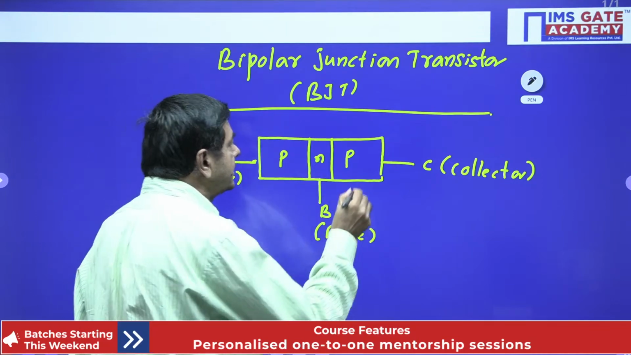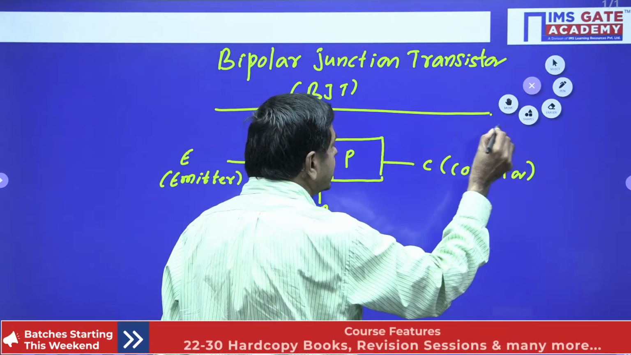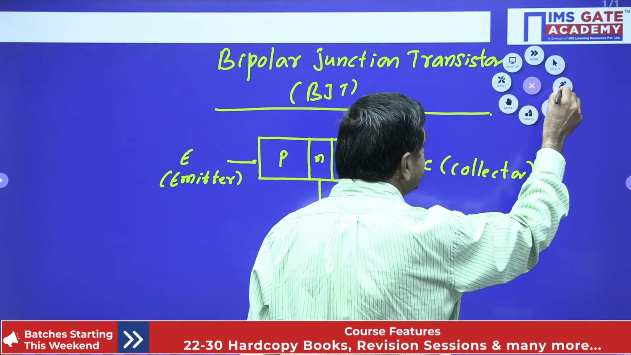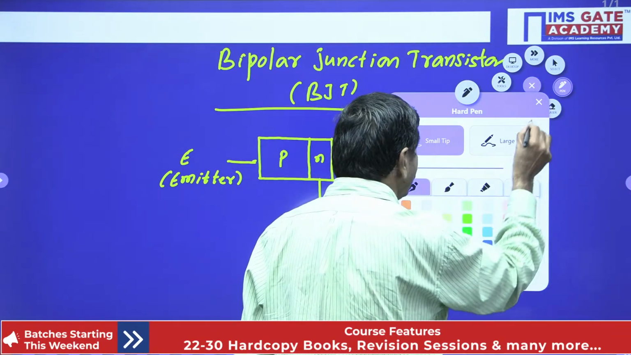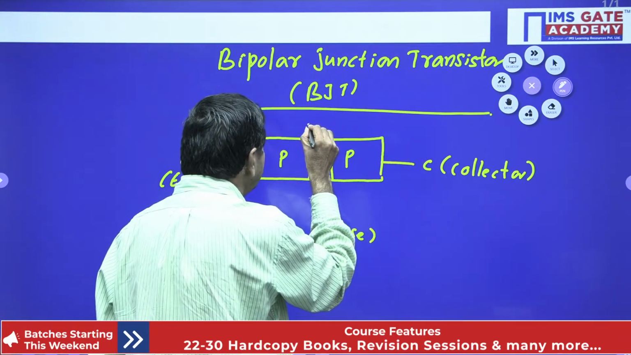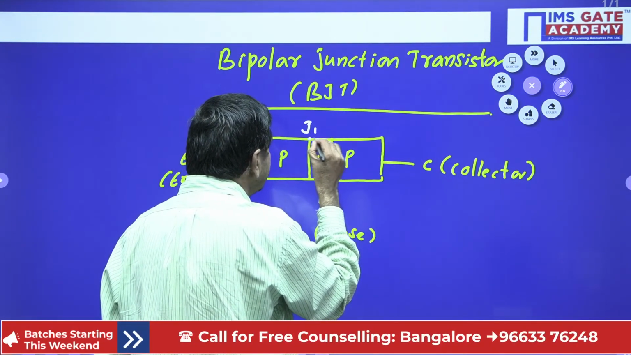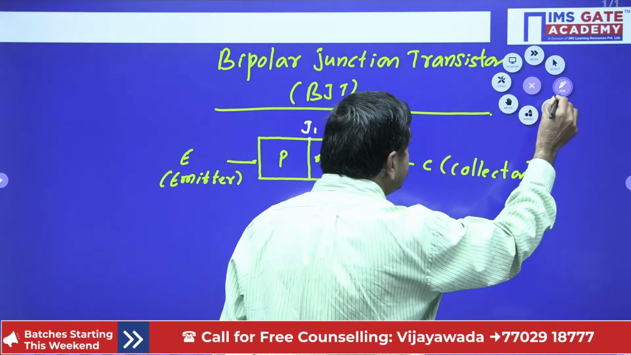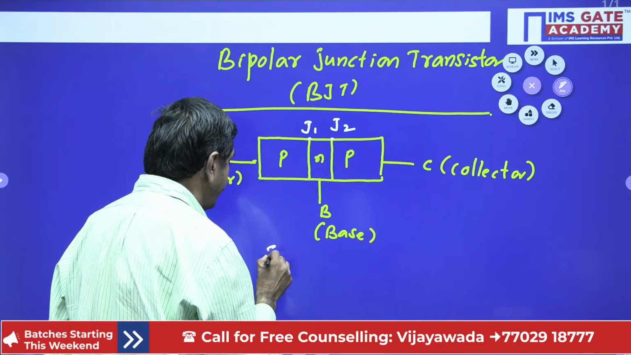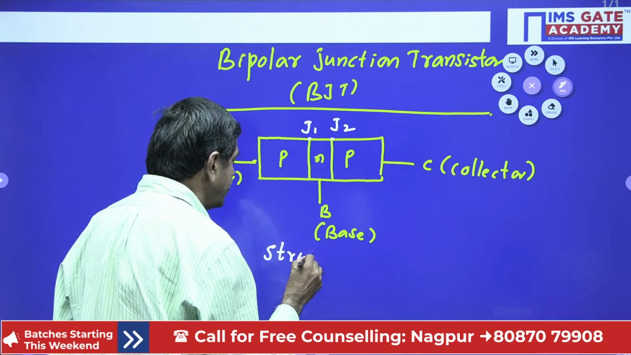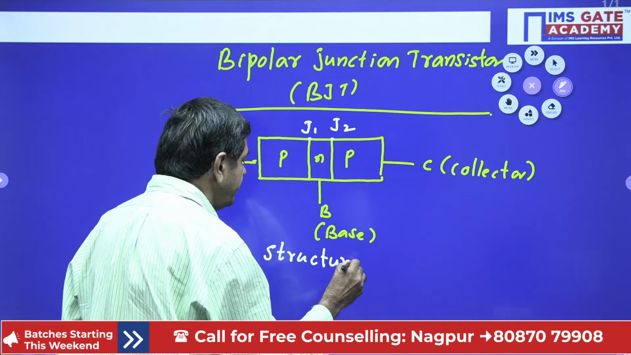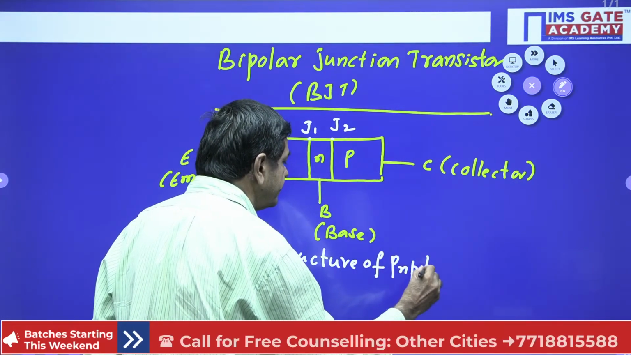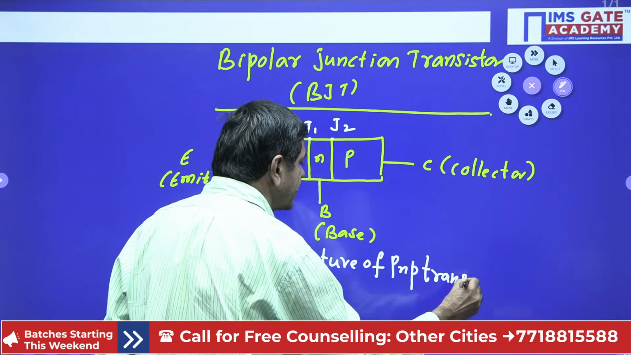Here, how many junctions are there? There are two junctions. Junction 1, junction 2, I can put here. I want to put this as junction 1. This can be taken as junction 2. This is the structure of the PNP transistor.